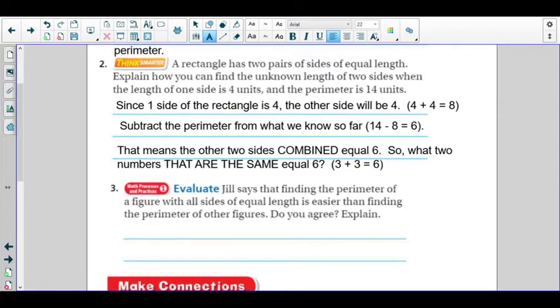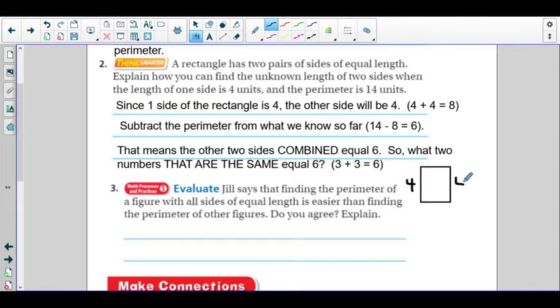So we are looking at a rectangle that is, and it would probably be more like this, where we had 4 and 4 and 3 and 3.